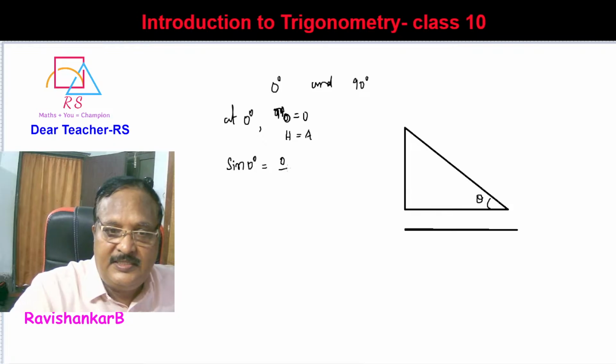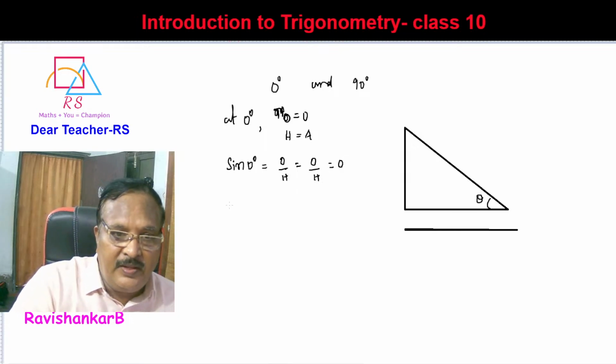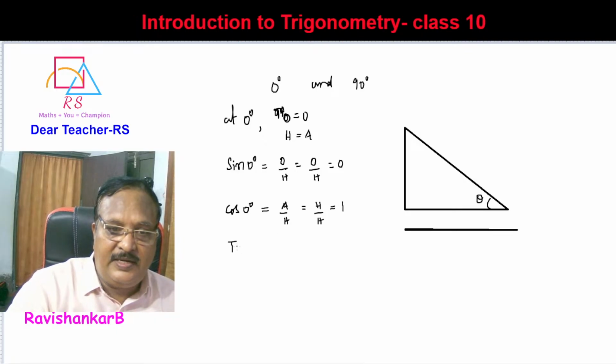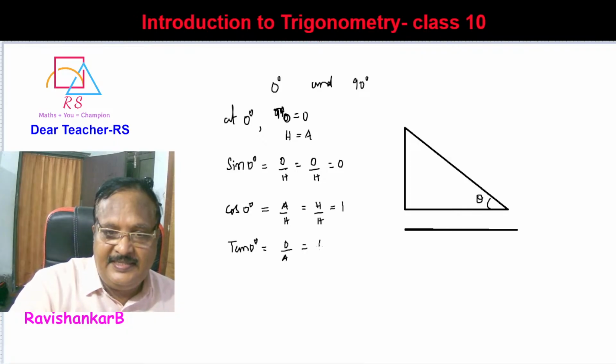So now let us take 0 degrees. Sine is opposite side by hypotenuse by definition. The opposite side is 0, and 0 by h, 0 by anything, is 0. So sin 0 degrees is equal to 0. Now cos 0 degrees is adjacent side by hypotenuse. The adjacent side is the hypotenuse only, so hypotenuse by hypotenuse is equal to 1. Now tan 0 is opposite side by adjacent side, which is 0 by adjacent side, equal to 0.